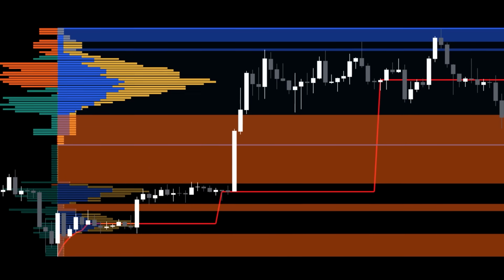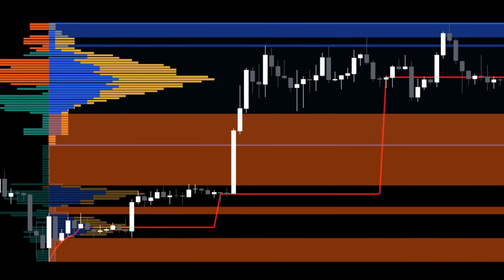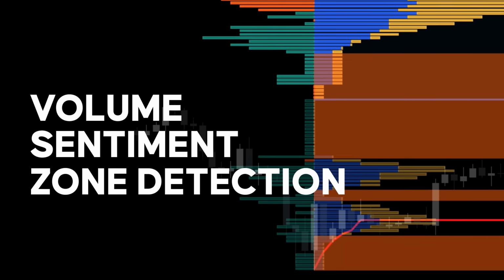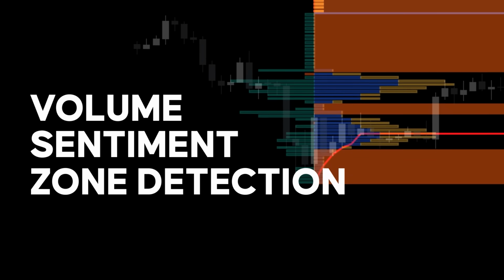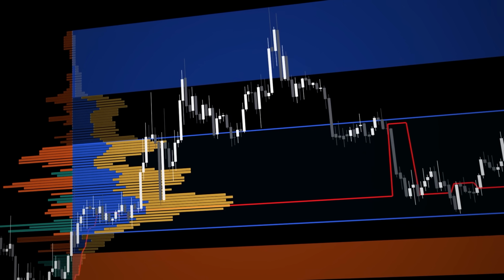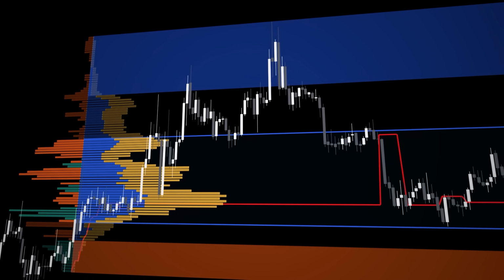And that wraps up our deep dive into the supply-demand profile, a dynamic tool that fuses volume, sentiment, and zone detection into one clean, powerful system. It's built to give you instant context on where buyers and sellers are positioned and help you zero in on the most reactive areas of the chart.